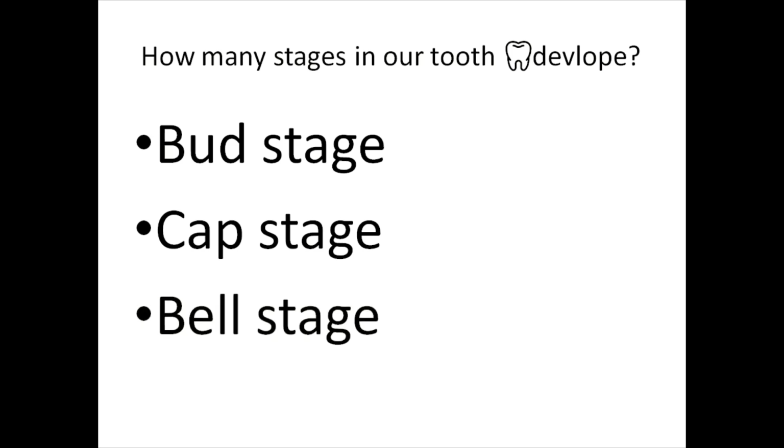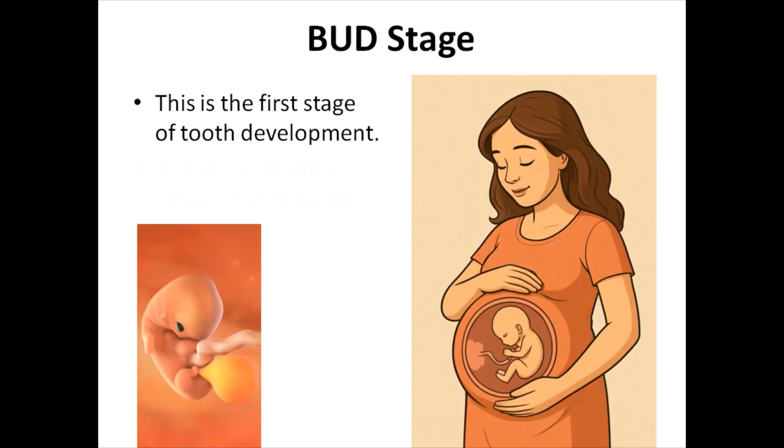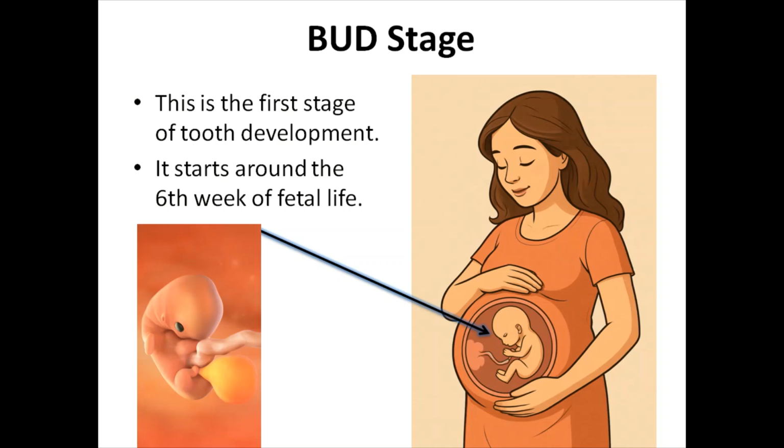How many stages are there in tooth development? Bud stage, cap stage, and bell stage. Bud stage. This is the first stage of tooth development. It starts around the 6th week of fetal life.